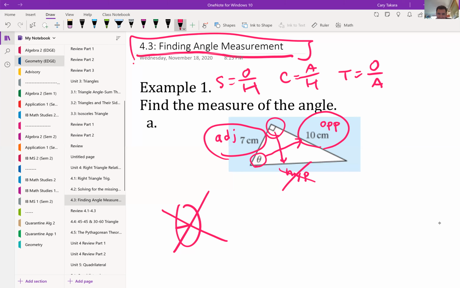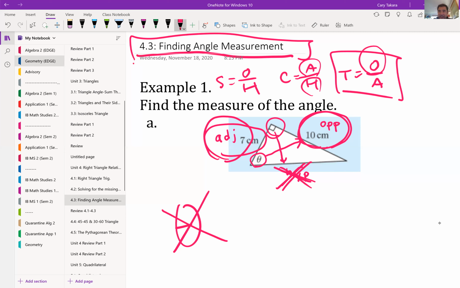Let's take a look at it again. It's adjacent and opposite, right? It's A and O. Cosine uses A and H. We don't have anything on H, so we cannot use cosine there. Does that make sense? I'm putting you on the spot, but which one do you think it is, if it's not cosine? Yeah, very good. This is the tangent problem because we have opposite and adjacent.